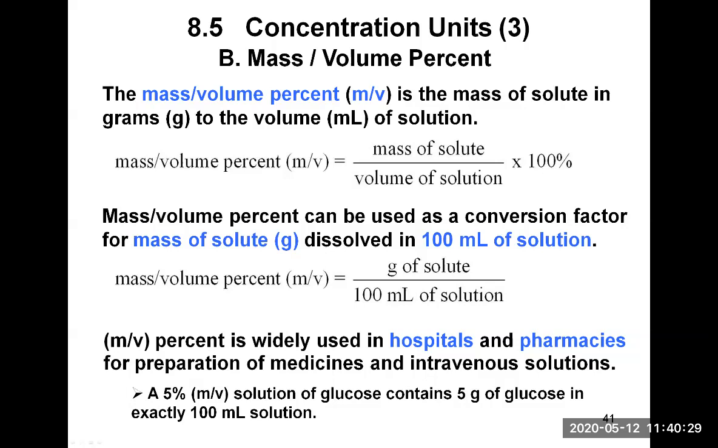Because it's mass per volume, that's grams of solute. The solute is the glucose here. So 5 grams of glucose in, and it's a percentage, so in exactly 100 milliliters of solution. So that's how you would want to interpret that 5% mass per volume. It's 5 grams of glucose in 100 milliliters of solution. And this can be used as an equality that says 5 grams of glucose equals 100 milliliters of solution.